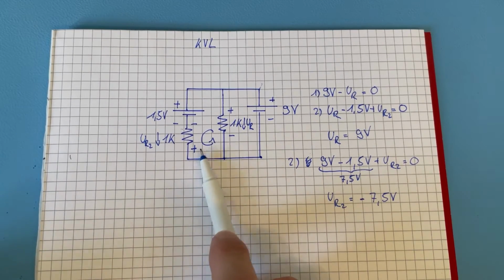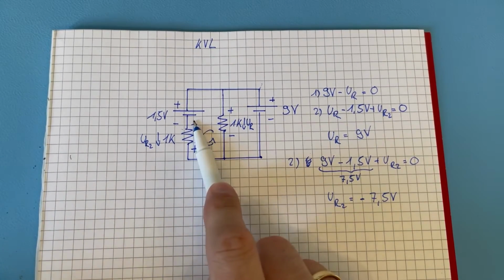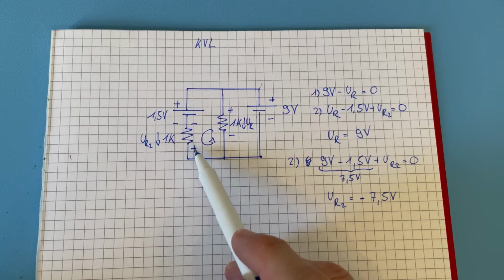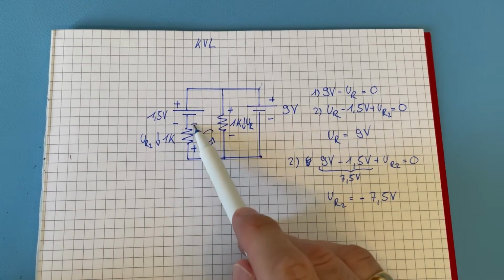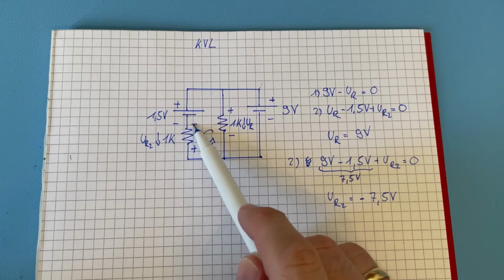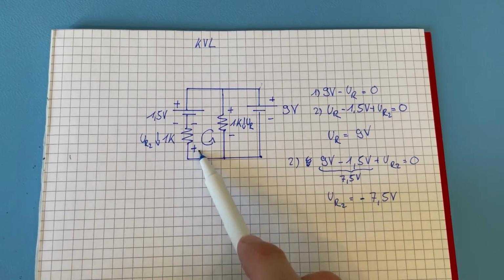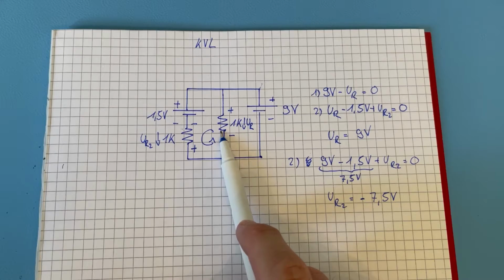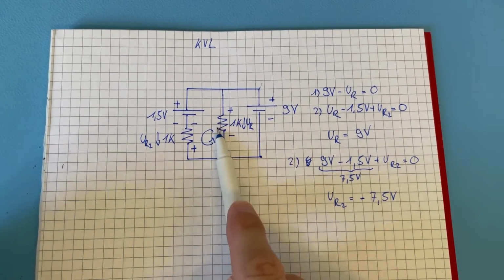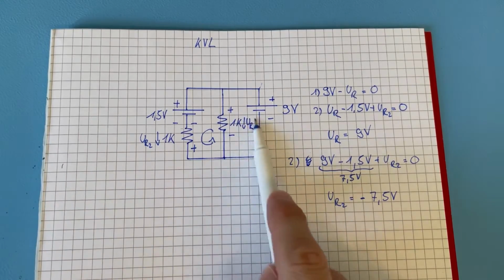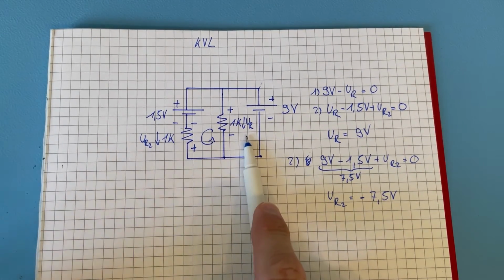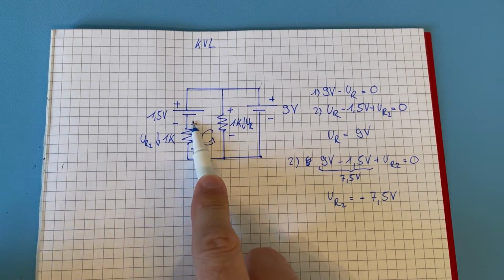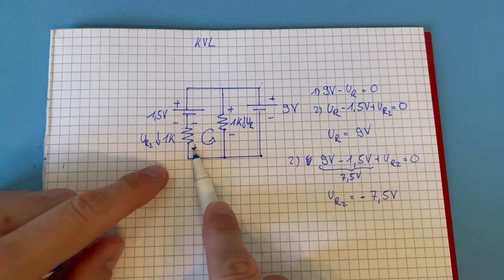That indicates that the direction we thought of from plus to minus is wrong, and that the direction really is the opposite: there is a 7.5 volt drop from here to here, more positive here and more negative here. So now we know everything about this circuit. The drop here is 9 volt, which we got immediately from the first mesh loop. In the second loop, we calculated a 7.5 volt drop from here to here. That's all we wanted.